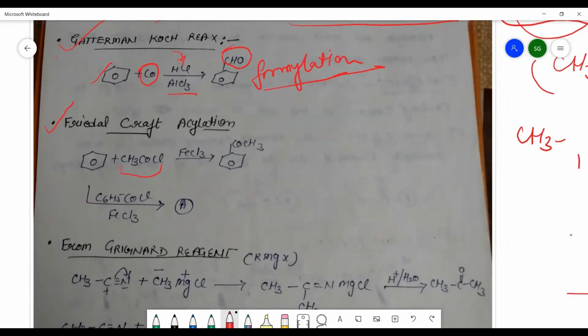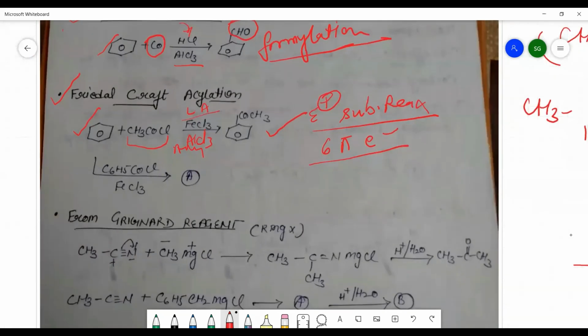Friedel-Crafts reaction we have done in the 11th standard also, that is in the presence of acetyl chloride and Lewis acid, that is FeCl3, or anhydrous AlCl3, where there is a formation of acetophenone. It is a electrophilic substitution reaction, क्योंकि बेंजीन में electrophilic substitution reaction होता है, because benzene is an electron rich compound due to the presence of 6 pi electrons.